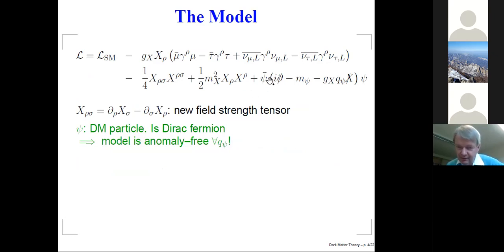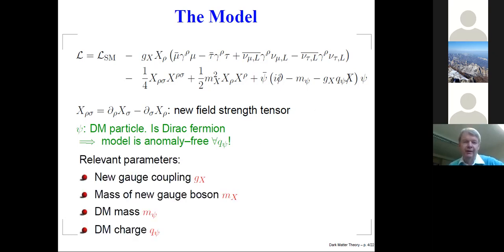And for dark matter, we introduce a Dirac fermion psi, which has a charge q_psi under the new U(1) and is not charged under the standard model group. Because psi is a Dirac particle and a singlet under the standard model group, for any value of q_psi the model is anomaly free. So Dirac particle means it's vector-like under the new U(1) and singlet under everything else.